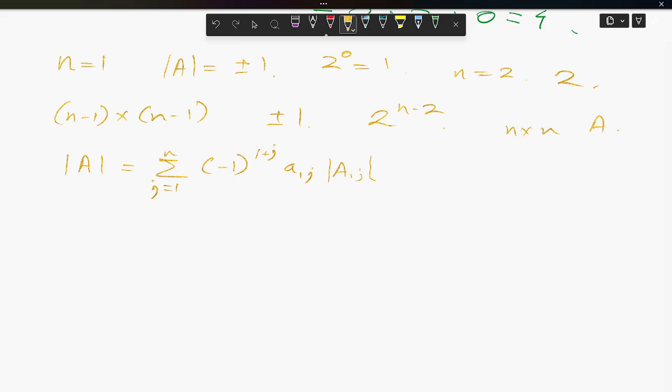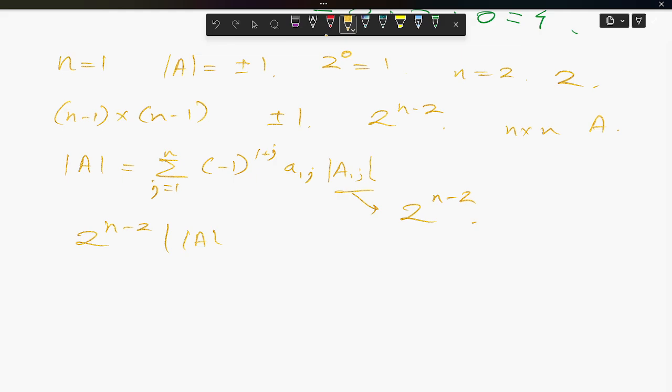So by the inductive hypothesis, this determinant should be divisible by this. Therefore the determinant of A, a sum of n terms, is divisible by 2 to the power n minus 2. Hence, the determinant of A is divisible by 2 to the power n minus 2. Very good. But we need to show it's divisible by 2 to the power n minus 1. That is one more factor of 2.